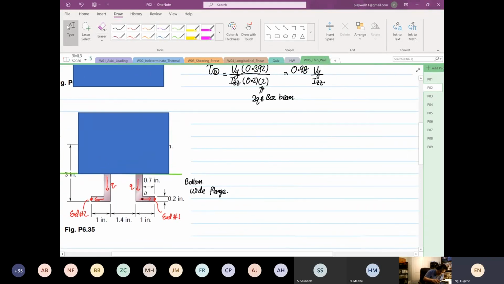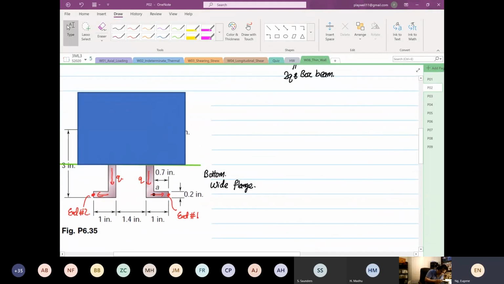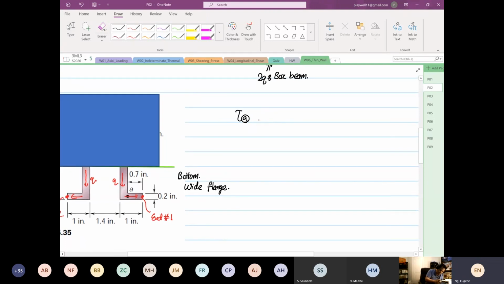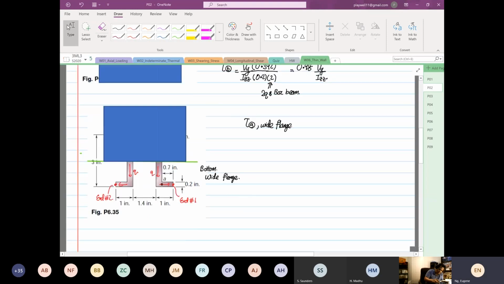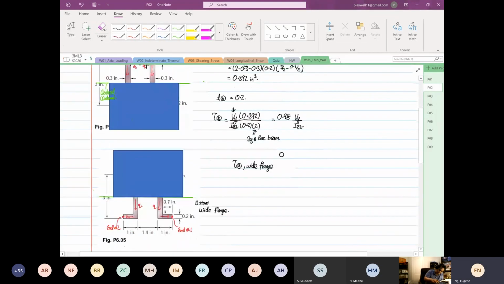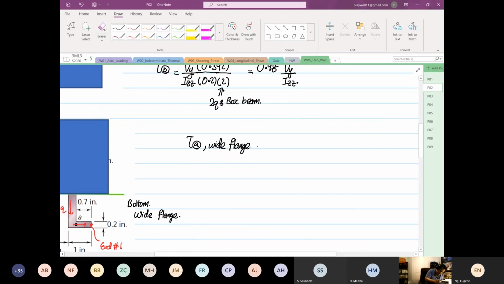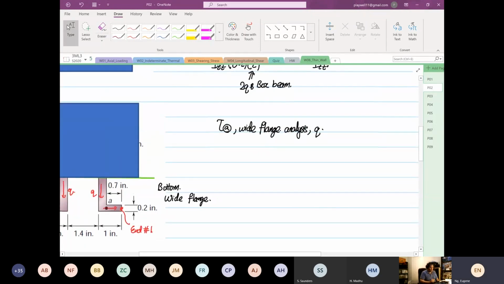So you're going to say that you're going to have shear stress at point A, and shear stress at point A is a wide flange, like what we have before. So we call it a wide flange analysis. And what we have is just a single Q. Now, which area do we take, right?